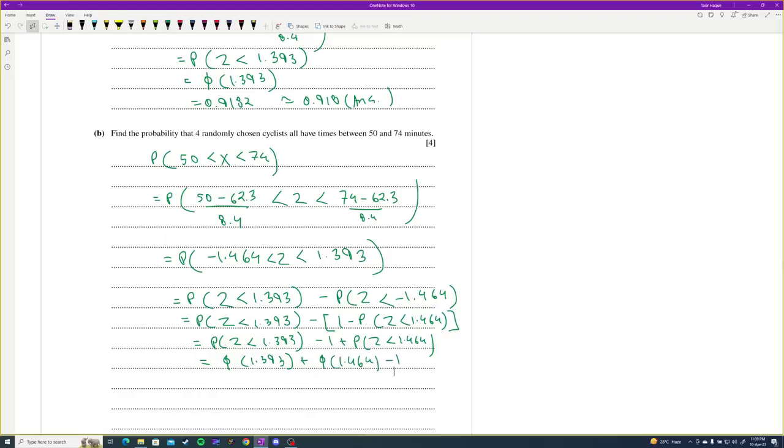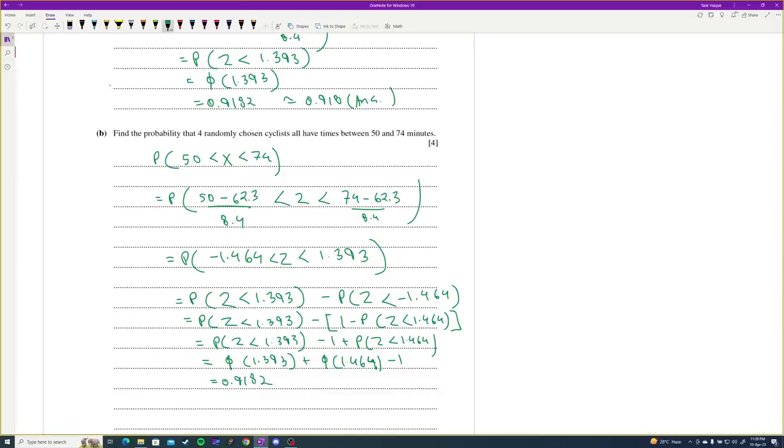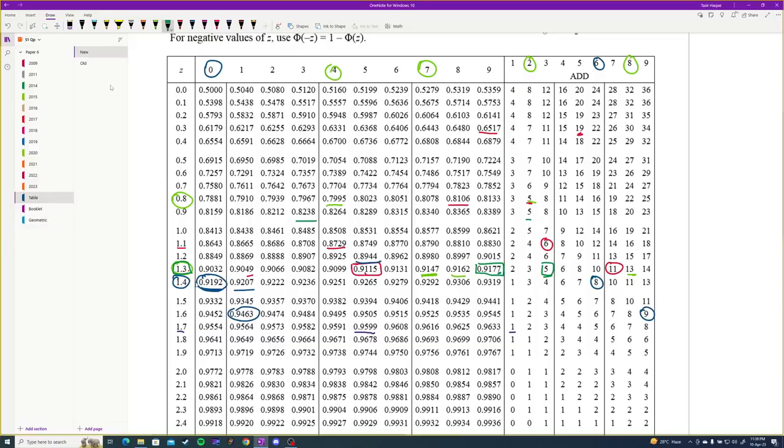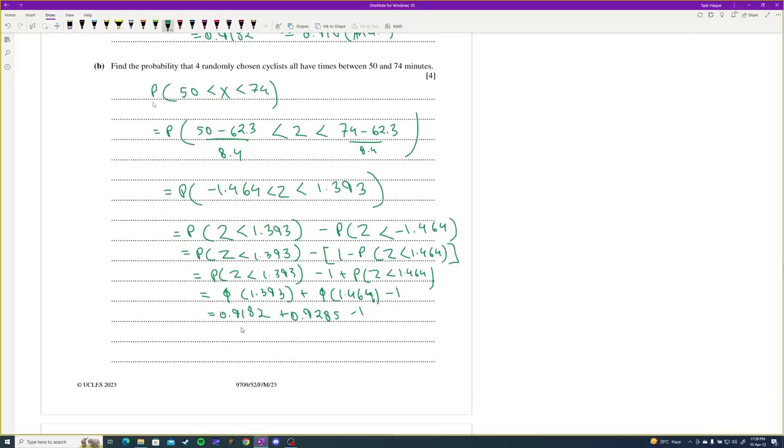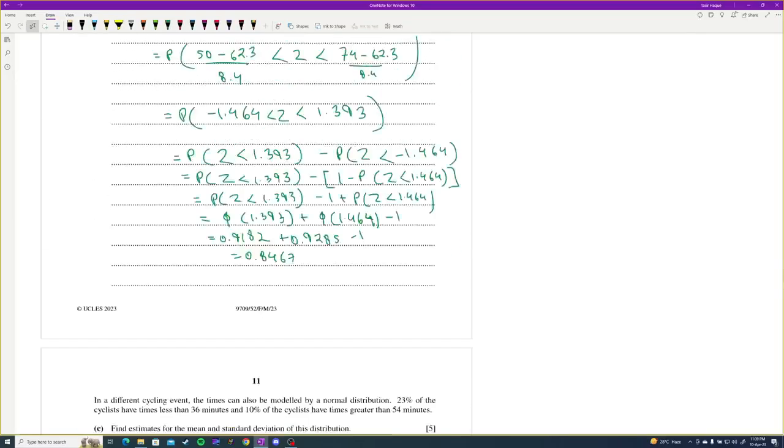So 1.393 is basically 0.9182, right? Now I'm looking for 1.464. Let's look for that. 1.464. I'm adding 6 to this, 0.9279 plus 0.0006. I get 0.9285, okay. 0.9285 minus 1 plus 0.9182 gives you a value of 0.8467. Okay, so this is the probability for a single cyclist.